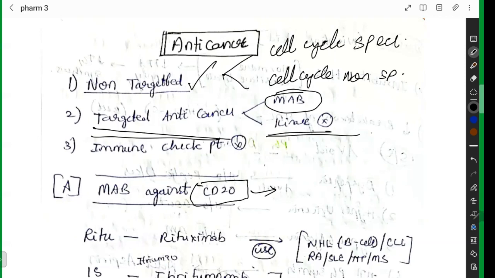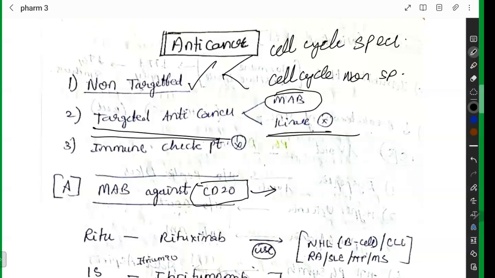Non-Hodgkin's lymphoma, excellent. Non-Hodgkin's lymphoma, what did we see? Under non-Hodgkin's lymphoma, what did we see? We had cyclophosphamide, hydroxydoxorubicin, oncovin and prednisolone. This is what we saw under non-Hodgkin's lymphoma. But where did we specifically talk about CD20?